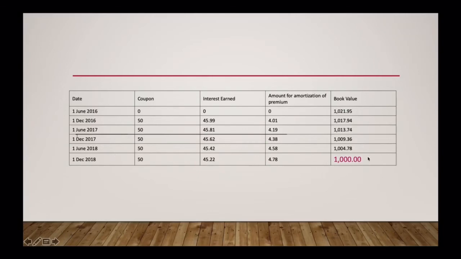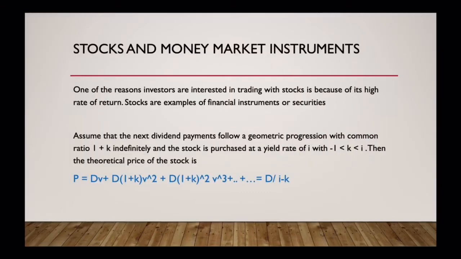And finally, we got our final answer here, which is C, the redemption value at 1,000. So, for the third question, let me first summarize what I'm going to talk about. It is regarding stocks and money market instruments.